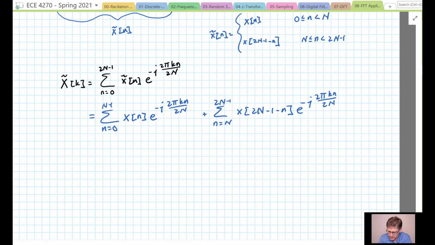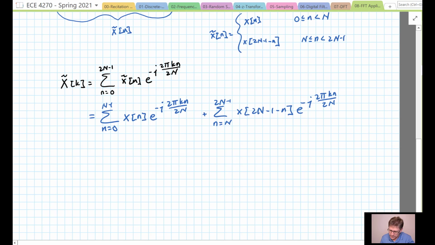So I've divided this out. It looks like the first term is a regular DFT, except that we have the 2N in the denominator up in the exponent. And the second term has this crazy 2N minus 1 minus n in there. So the first thing let's do is do a change of variable and see if that will help.